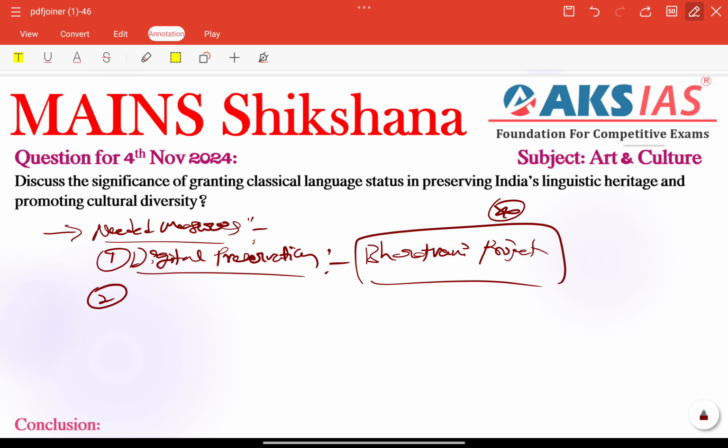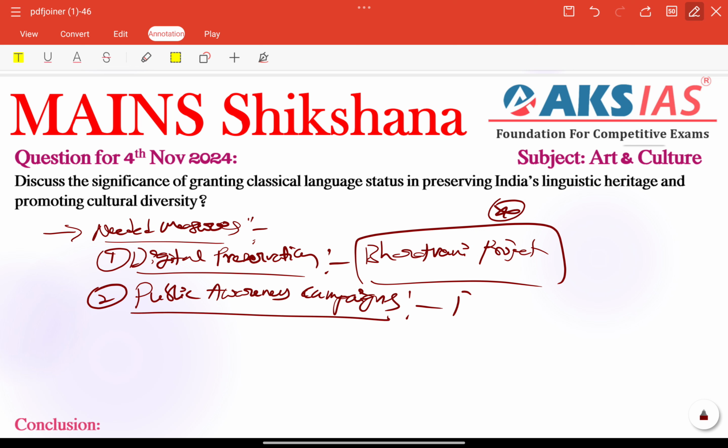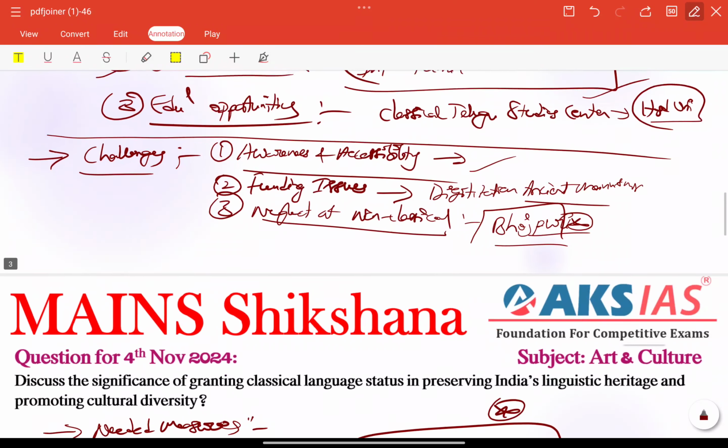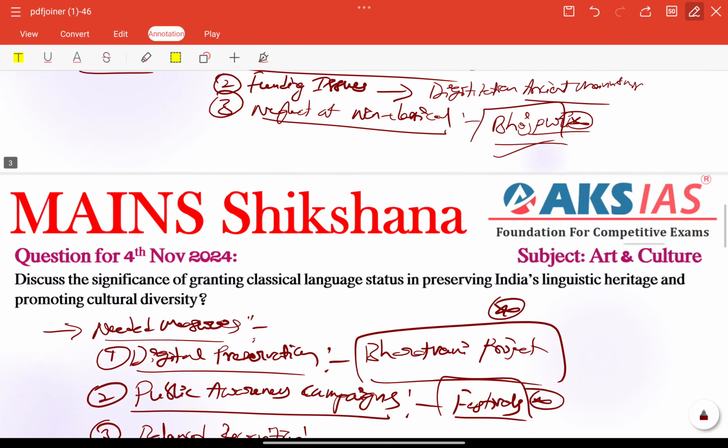Next, public awareness campaigns are very important. Already we have written this in the challenges part. Here, festivals celebrating classical languages can enhance public engagement and appreciation especially. Other than that, we can talk about balanced recognition, which is also very important. This also addresses the Bhojpuri example of challenge mentioned earlier.